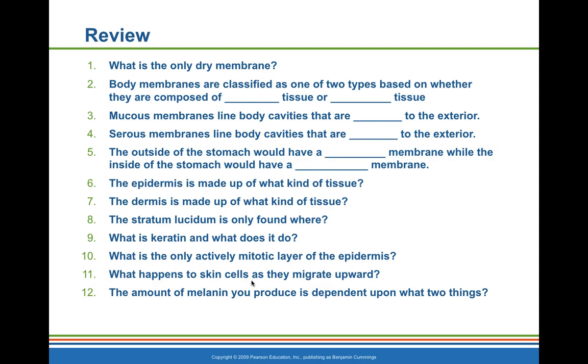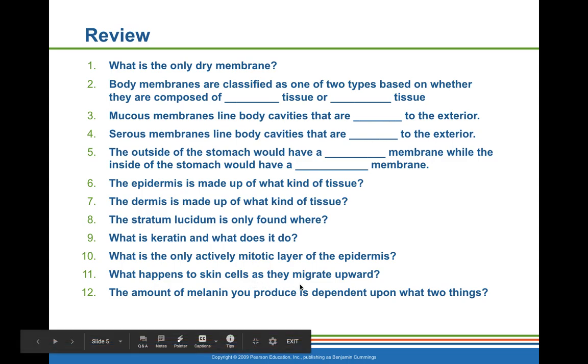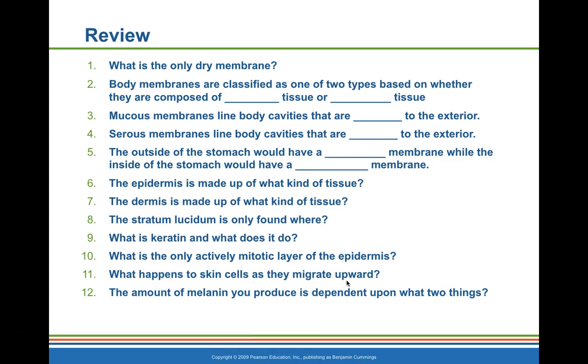Number 11, what happens to skin cells as they migrate upward? Ultimately, they lose pretty much all of their organelles and they become filled with keratin. More and more keratin accumulates inside of them, and they become basically dead cells that are just full of this tough protein called keratin. They kind of become like shingles on your roof. They're hard and they're resistant to abrasion and things like that.